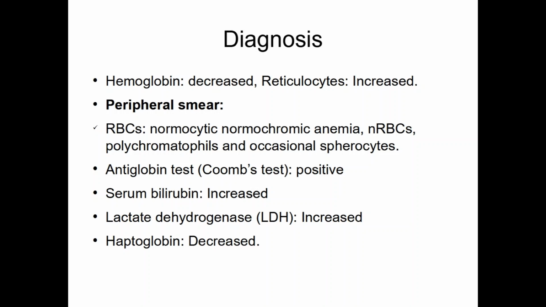To prevent this disease, in the first pregnancy itself, exposure of fetal RBCs to the mother should be minimized and some substances can be injected which will coat the fetal RBCs and make sure that the mother will not produce antibodies against the fetal RBCs.